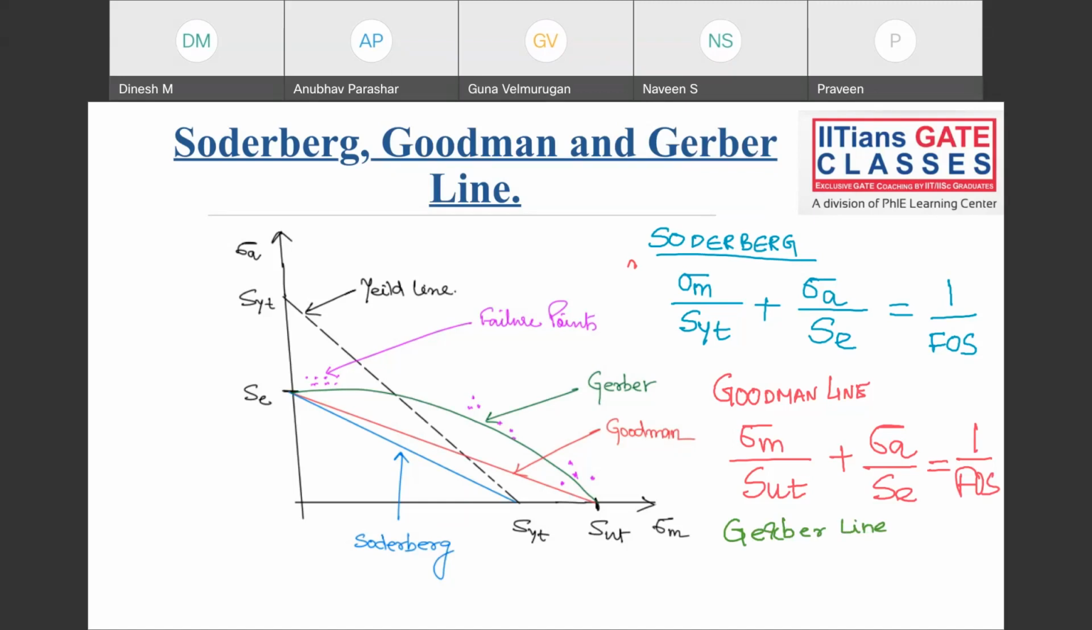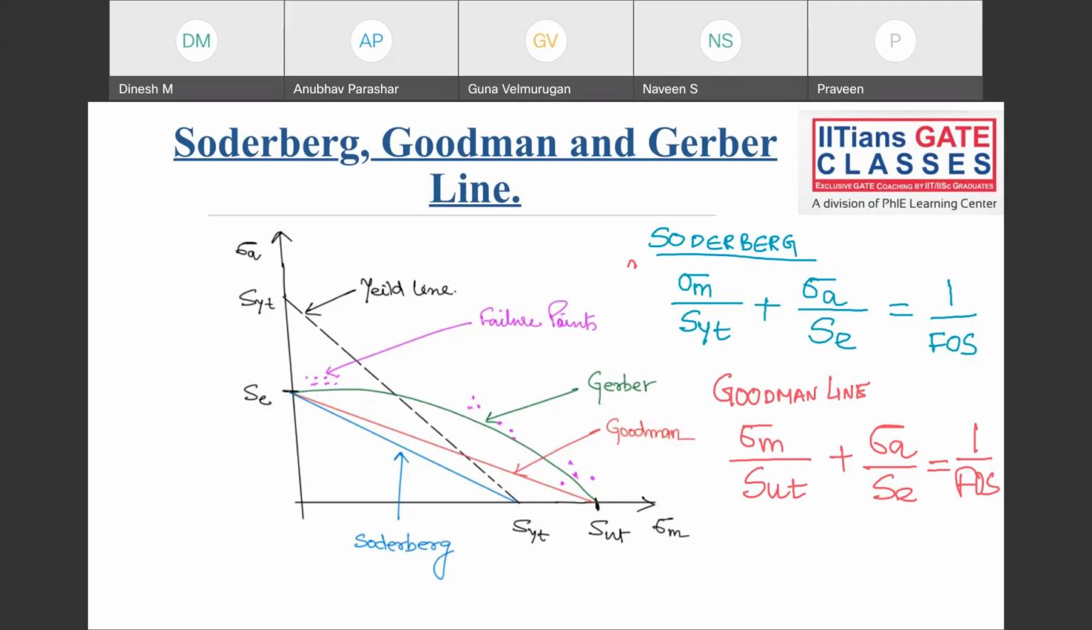But you need not remember this line, because it will never be asked. So let us not load ourselves with it, because these two lines are good enough to solve all the equations, even if you get any numerical problems. Okay. So time is limited. Let us not go into all the different lines.